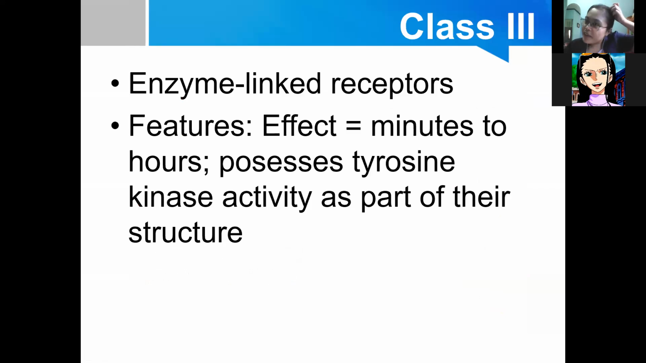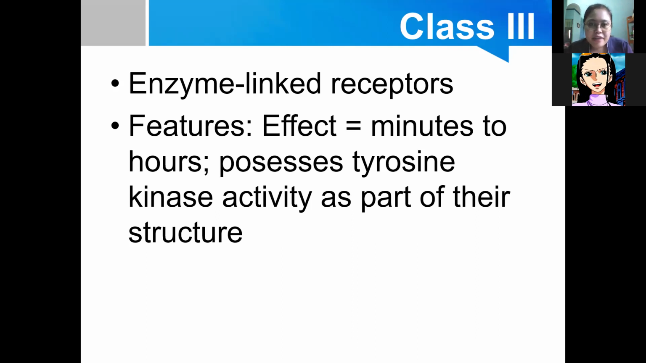Okay. So walay clarification. So let's move on to class 3 receptors. So this receptor naman is enzyme linked. So specific siya for enzyme, though enzymes are proteins, pero enzyme siya. Ang katong sa class 2, G protein to siya. So the features, this is much slower because the effect will be in minutes, or even it can even take up to hours, hours.